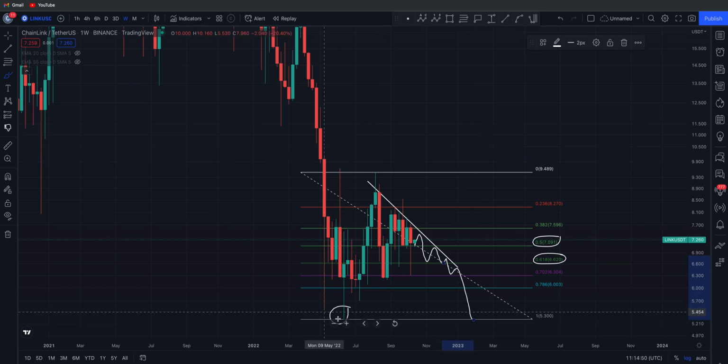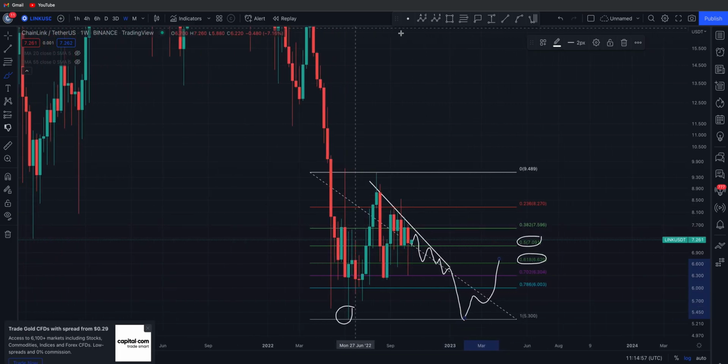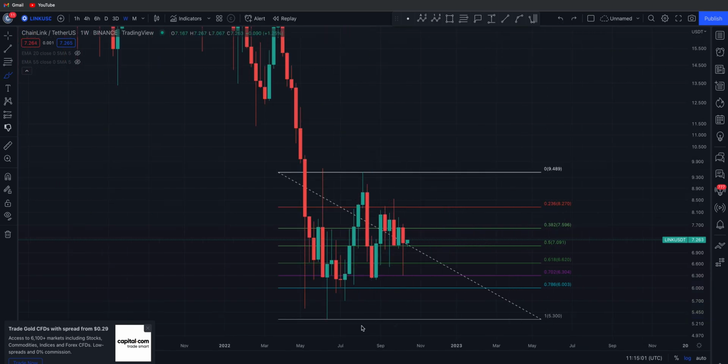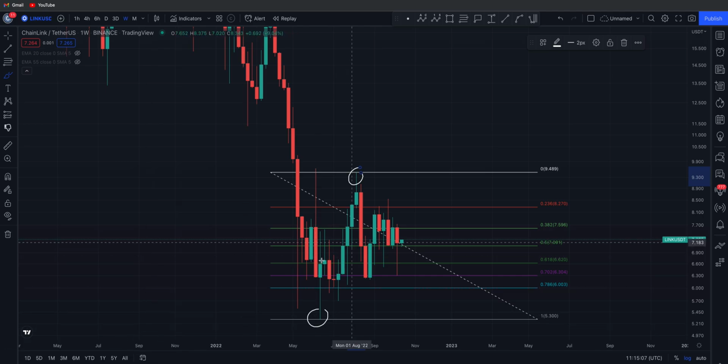I do think if you came down to this low and held that as support, at this point it could be a good opportunity to go long, and you're potentially going to start riding the waves back up, because right now you're literally caught between support and resistance. It's literally that simple. Lose this low, go short; break this high, go long. It's a safe bet, guys.